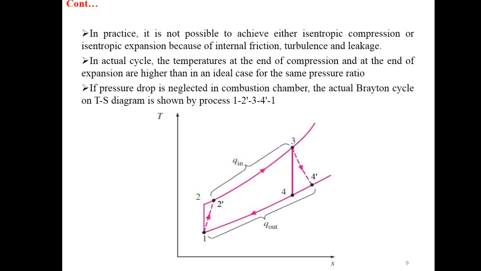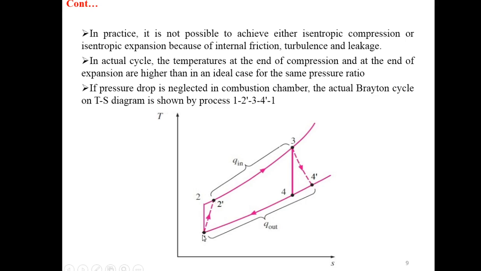In practice, it is not possible to achieve either isentropic compression or isentropic expansion because of internal friction, turbulence and leakage. In the actual cycle, the temperatures at the end of compression and at the end of expansion are higher than in the ideal case for the same pressure ratio. If the pressure drop is neglected in the combustion chamber, the actual Brayton cycle on the TS diagram will be as shown in the figure, that is 1, 2 dash, 3, 4 dash and 1.